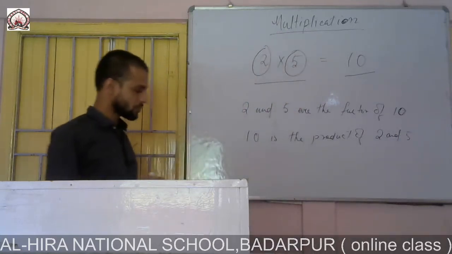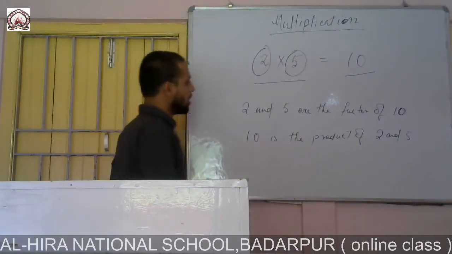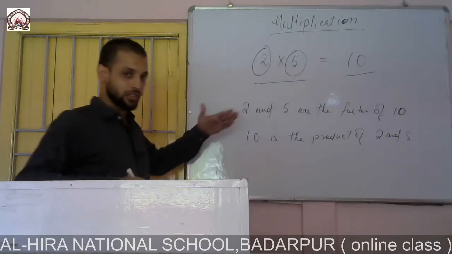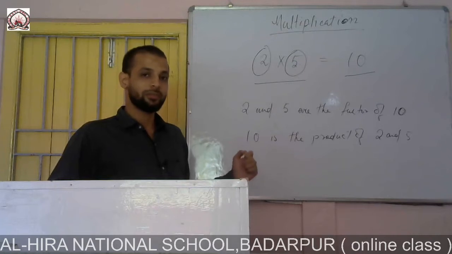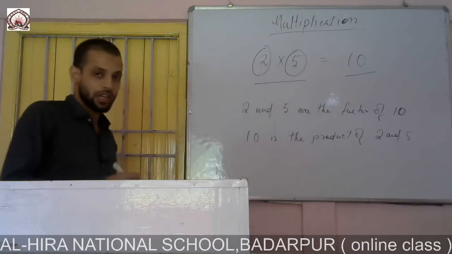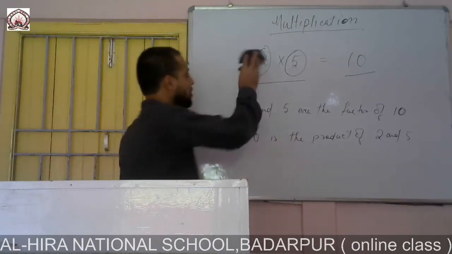Suppose 3 into 9. 3 nines are 27. So 3 and 9 are the factors of 27, and 27 is the product of 3 and 9. So like this we can say.